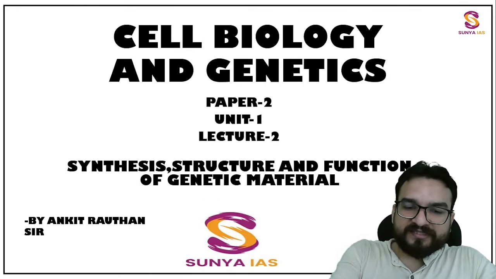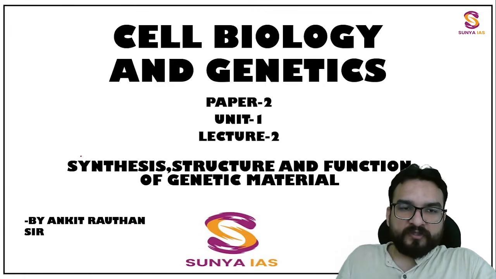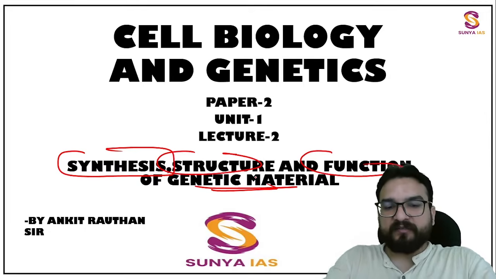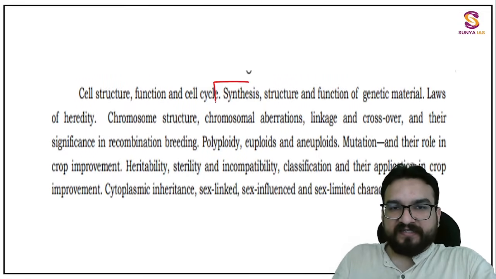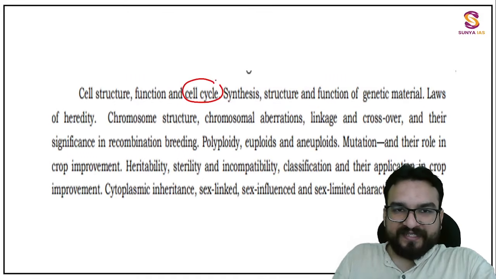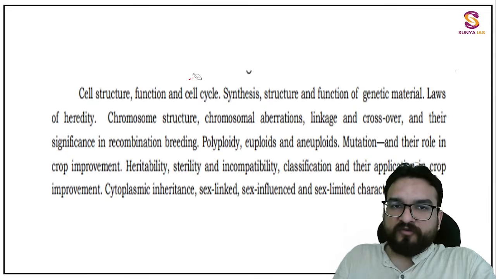Now, from the last class, we have understood that over here, first of all, let me show you what topic we are going to pick, and the topic name is synthesis, structure, function of genetic material. Let me show you. This is the syllabus written like this: synthesis, structure, function of genetic material. This we are going to see. Cell cycle is still left, right? And I'll be telling you at the right moment, right time. Don't worry about it. This is my job when I have to teach you this. Right now we have to understand this.